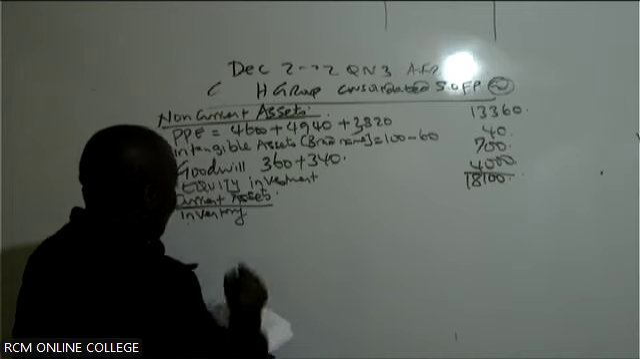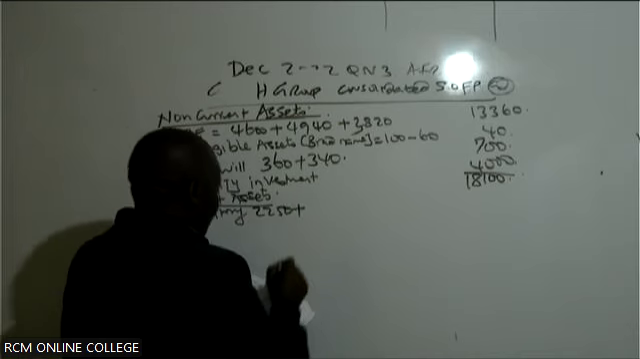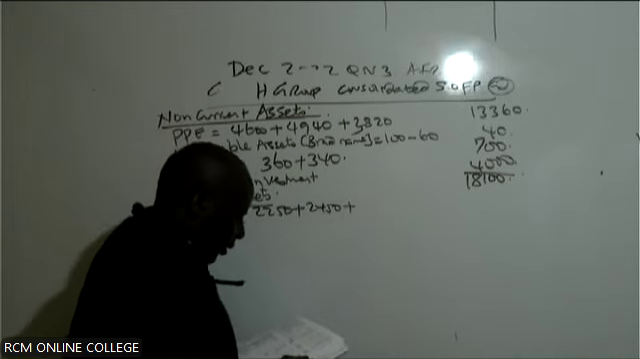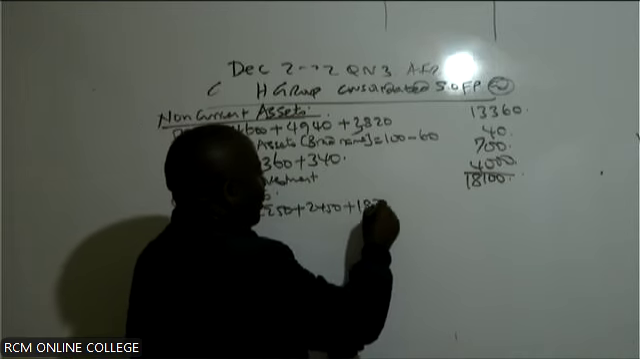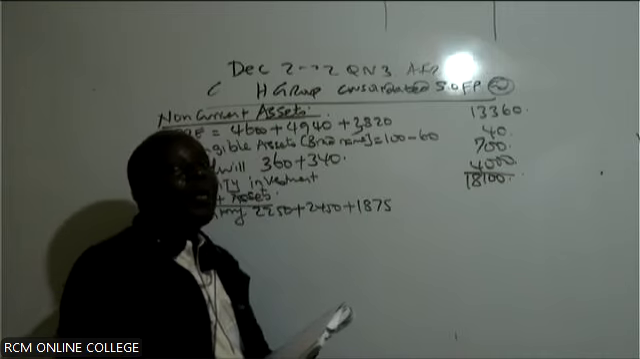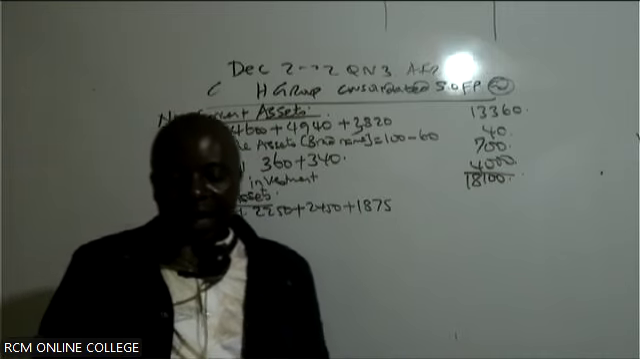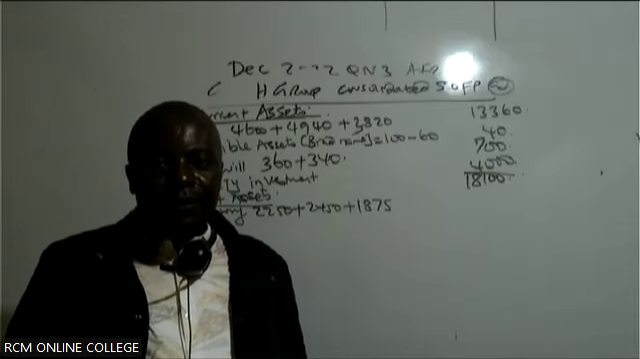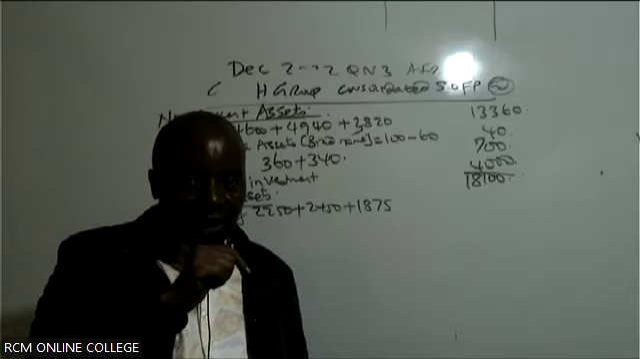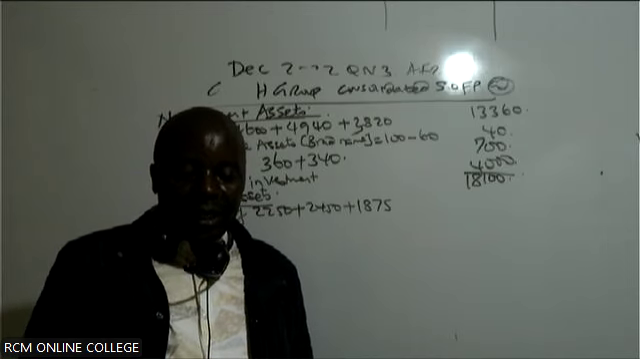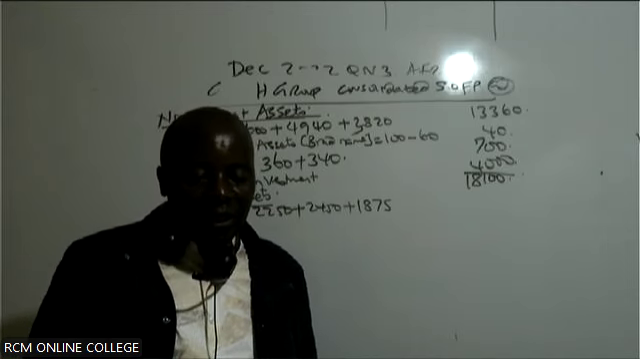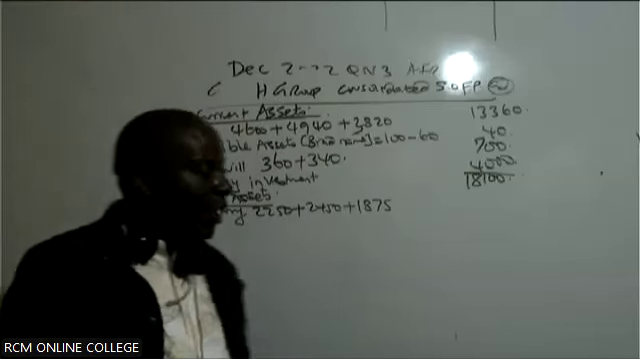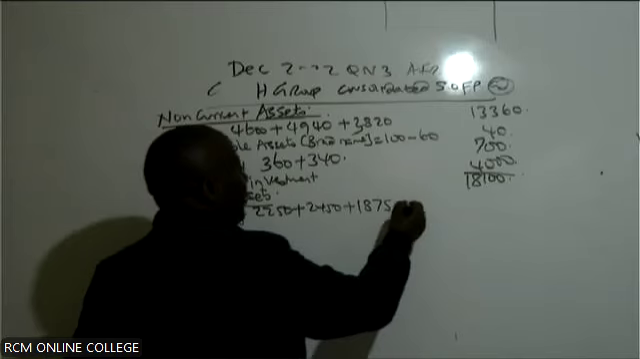We have 2250 plus 2450 plus 1875. So what am I going to bring under inventory as my adjustments? If there are any goods in transit and the UPS. In this case, there are no goods in transit, so we only have the UPS. Help me calculate this. It was minus 20.